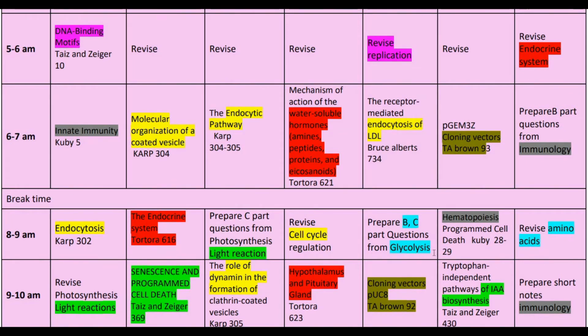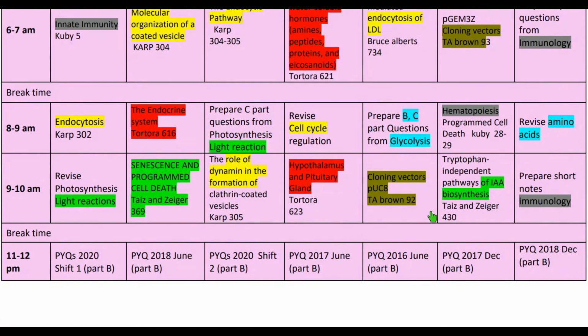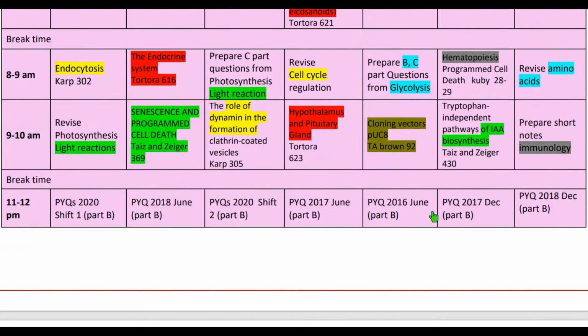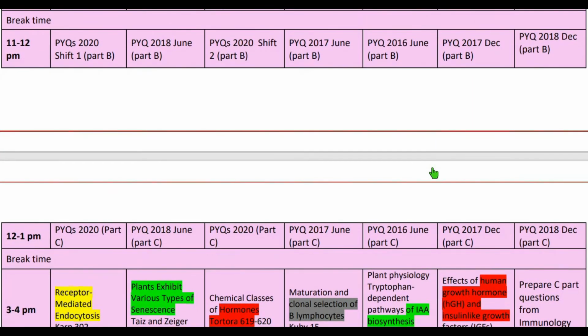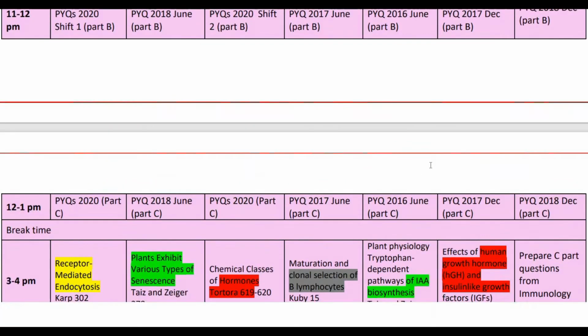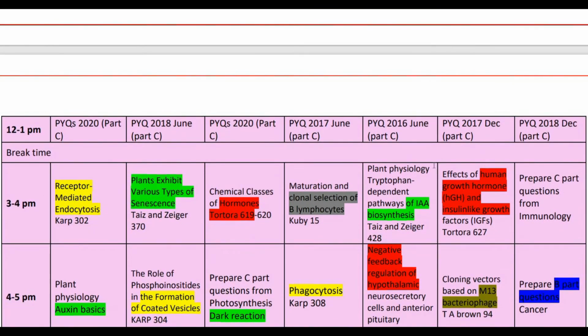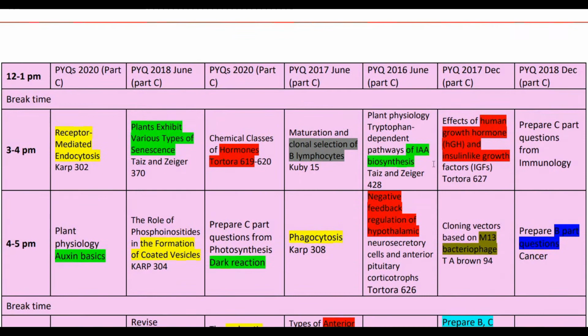8 to 9 a.m., prepare B and C part questions from glycolysis. 9 to 10 a.m., cloning vector pUC8. Which book to refer? T.A. Brown. Break time from 10 to 11. That time you can check mail, check Facebook, etc. 11 to 12 p.m., previous year questions June 2016. 12 to 1 p.m., again the previous year questions, C part. 3 to 4 p.m., plant physiology. Tryptophan dependent pathway of auxin biosynthesis.